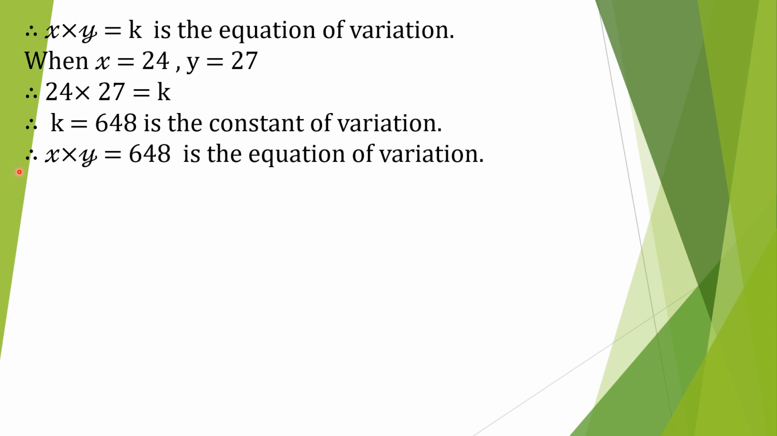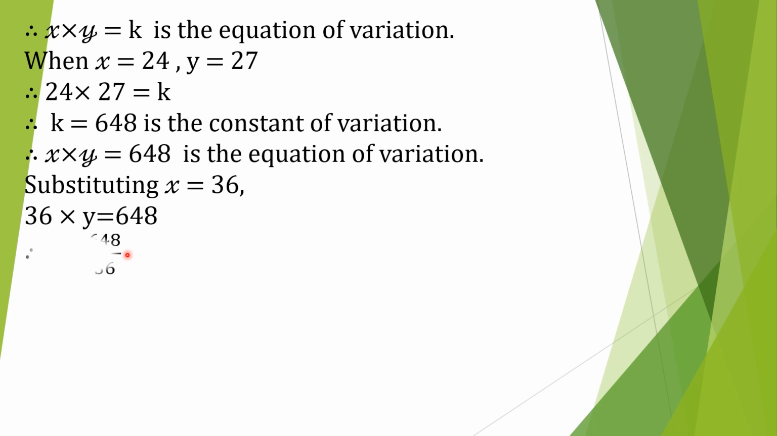So now, which value was given, students? The number of apples, that is how many? If apples filled in a box are 36. So substituting x equal to 36, let's find out how many boxes will be required, meaning the value of y. So we'll substitute x equal to 36 in this equation of variation. Therefore 36 into y equal to 648. Now I'll bring this 36 to the right hand side, it will divide. So our next step will become, therefore y equal to 648 divided by 36.